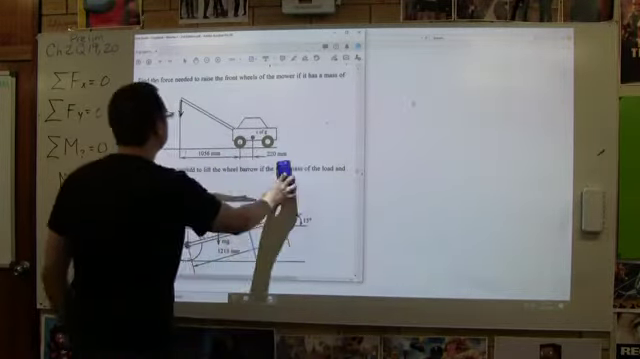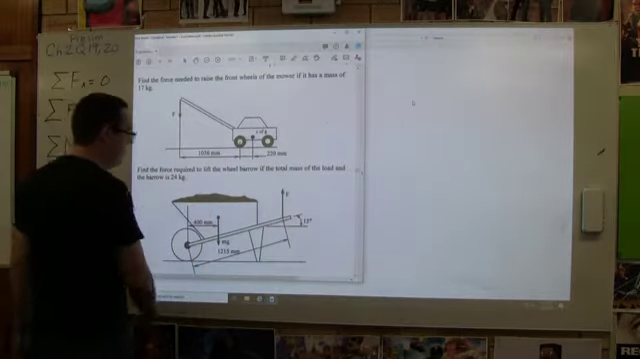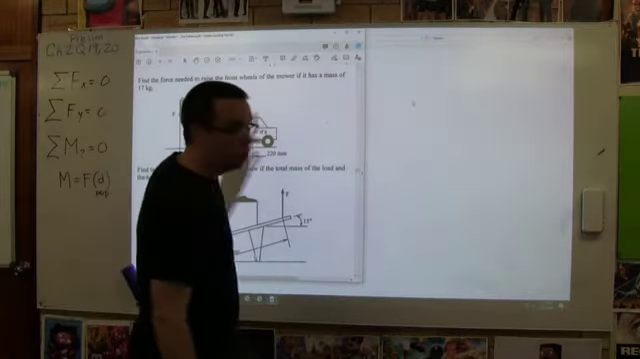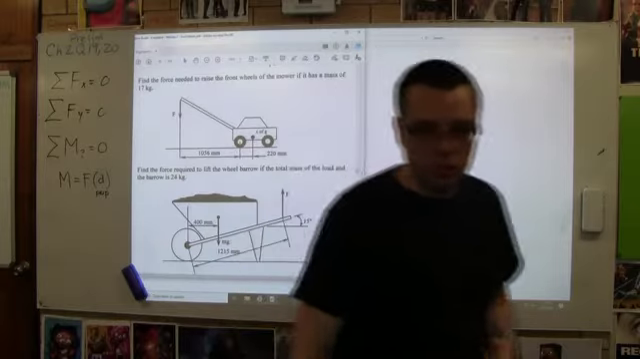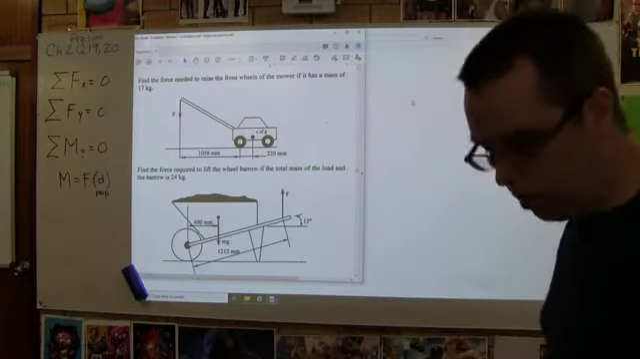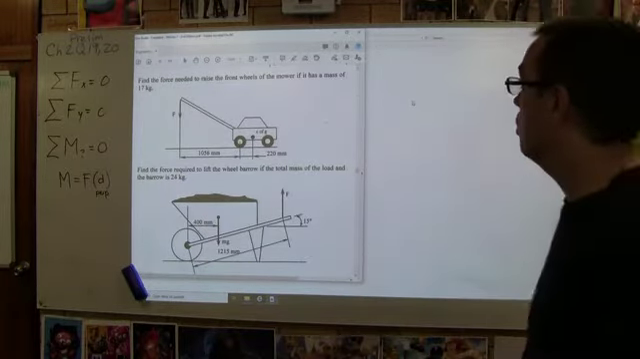So the first question, the lawnmower, is much, much easier. The second question, the wheelbarrow, is more difficult, and we will look at how to solve that.